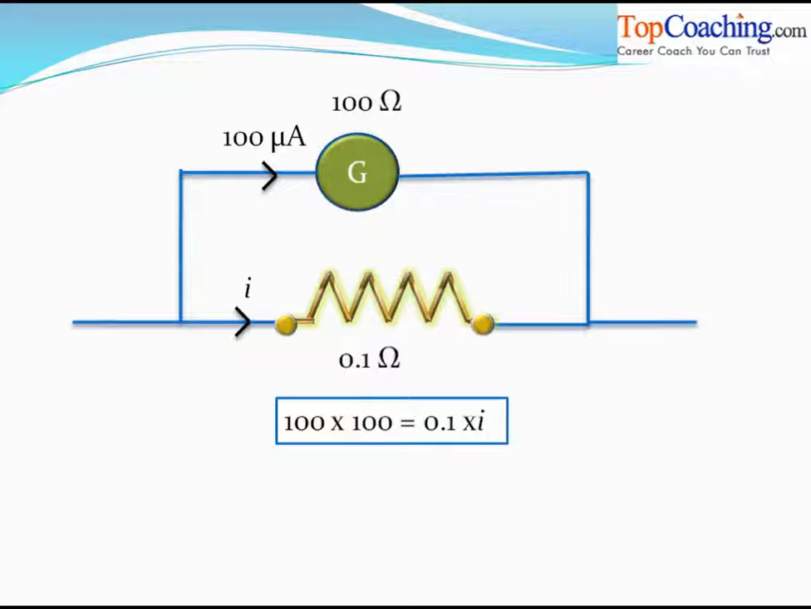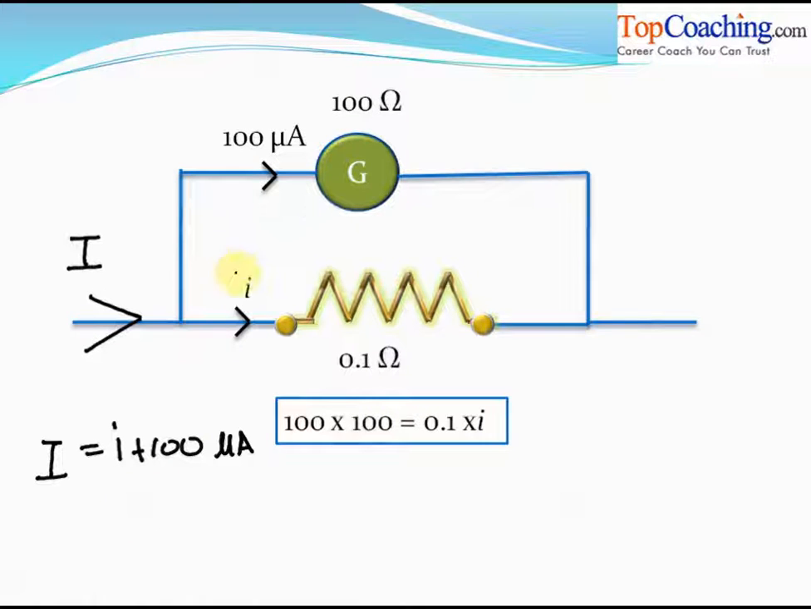Now, what will be the net current flowing through the circuit? It will be this current here. As you can see, if the net current is capital I, then capital I is equal to small I plus 100 microamperes, isn't it? So in case of maximum deflection, we have to calculate the net current flowing in the circuit, which is I plus 100 microamperes.